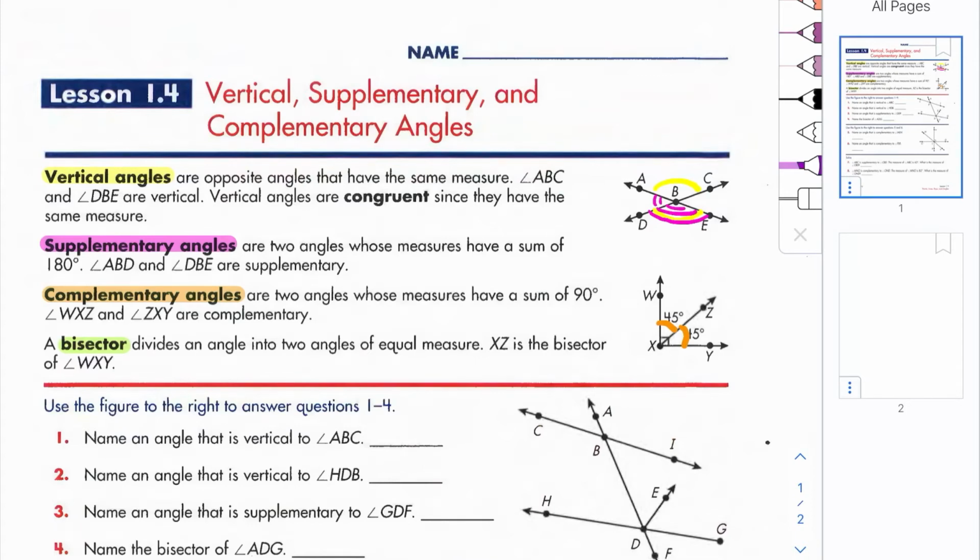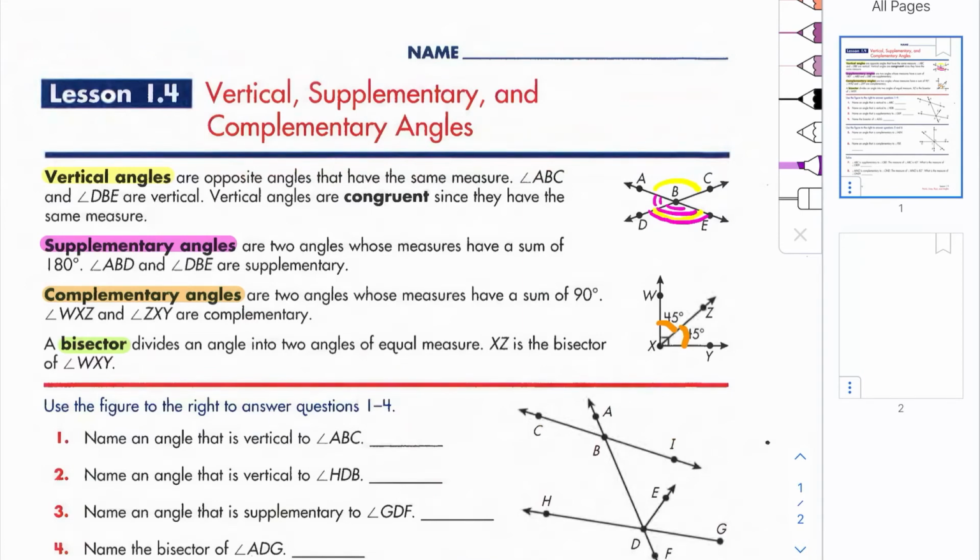Now these two angles happen to be congruent, but that is not necessarily going to happen every time you have a pair of complementary angles. The only way it can happen is if they're both 45. So keep that in mind, that they're not necessarily congruent, but that they do add together to equal 90 degrees.